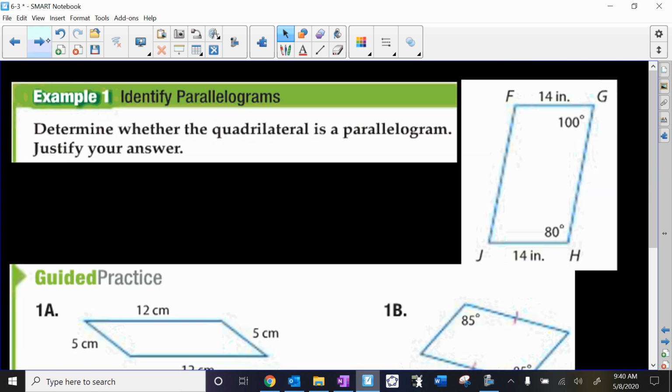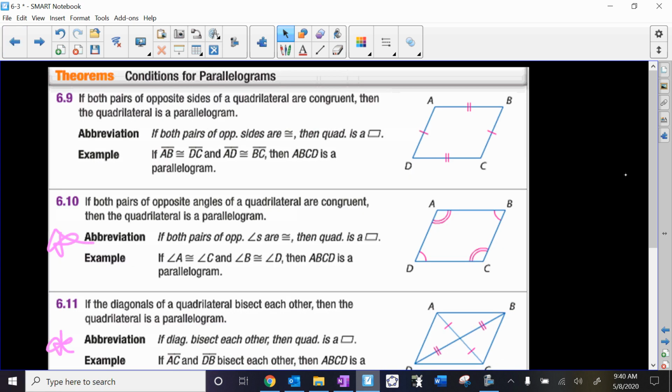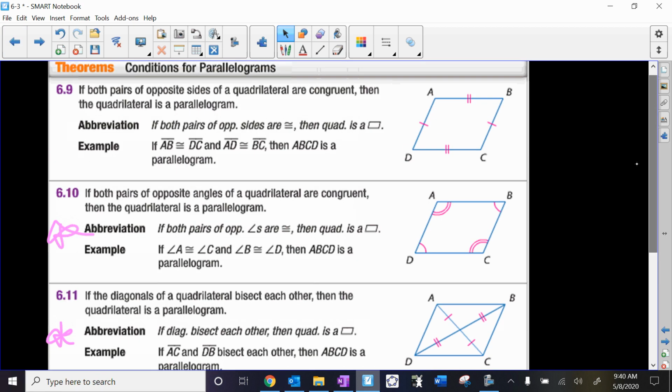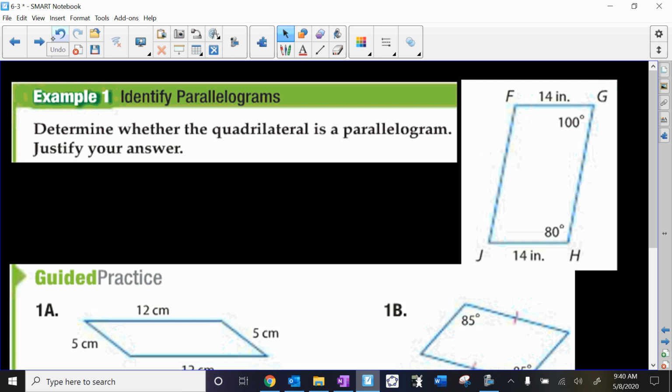So we're going to try this over here. I've got 3 examples. Determine whether the quadrilateral is a parallelogram and then justify your answer. The justification, I want to know which property are we talking about over here. Okay, so looking at the first one. Go off of specifically what they tell you.